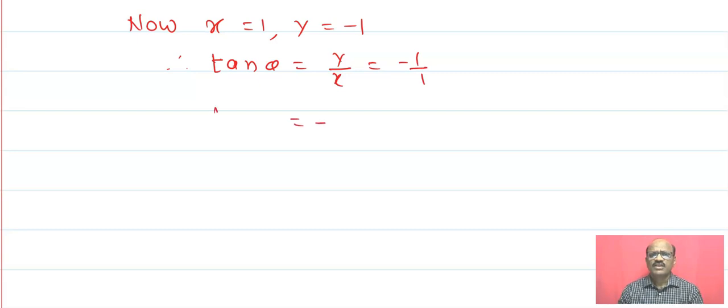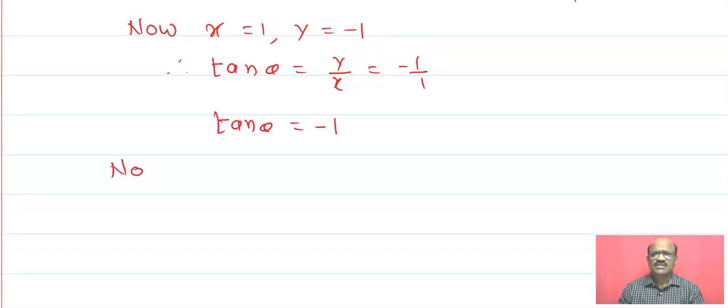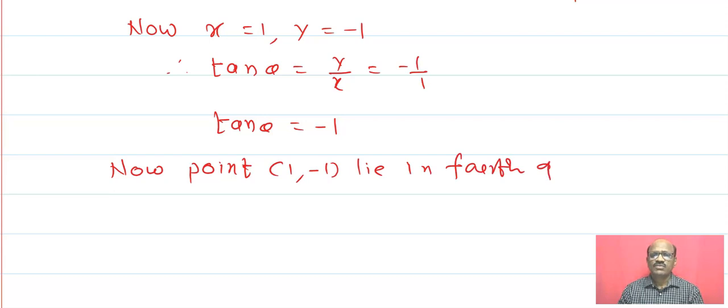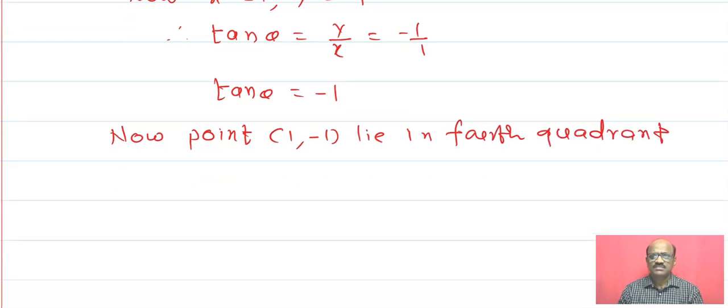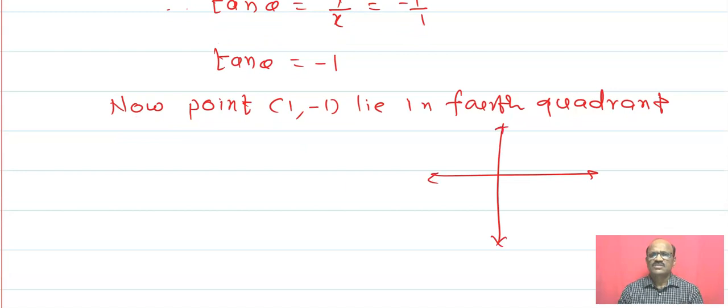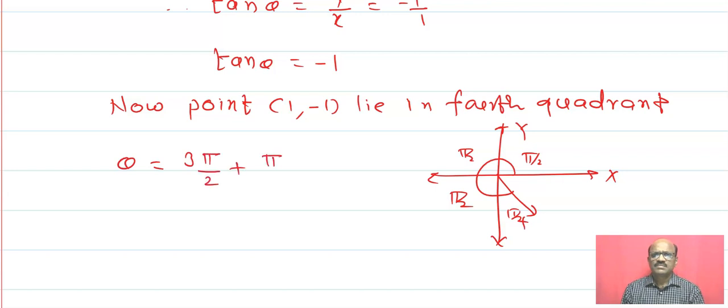Now find out the value of tan theta. Tan theta is y upon x, that is −1. Now see how the angle is found. The point (1, −1) lies in the fourth quadrant. Therefore, my angle goes in the fourth quadrant.